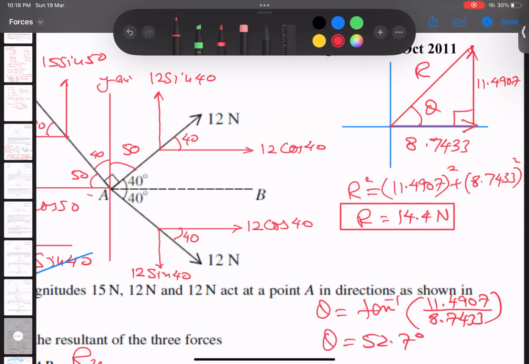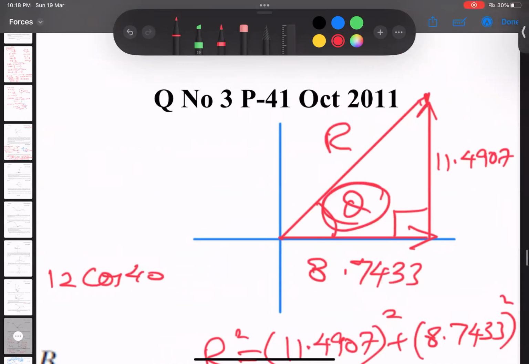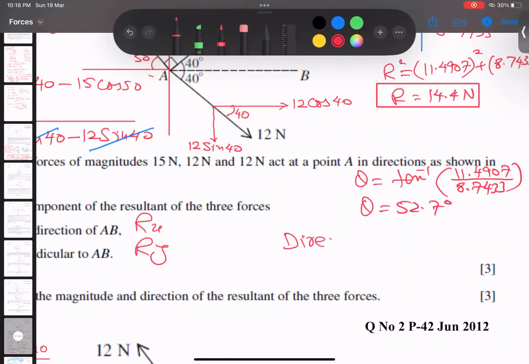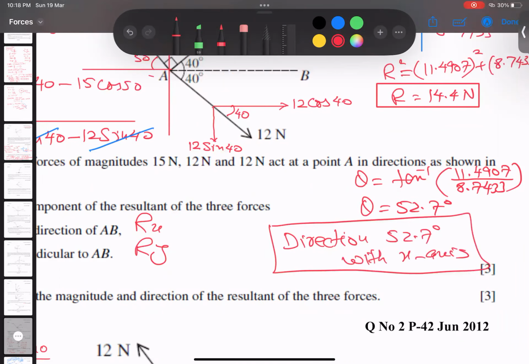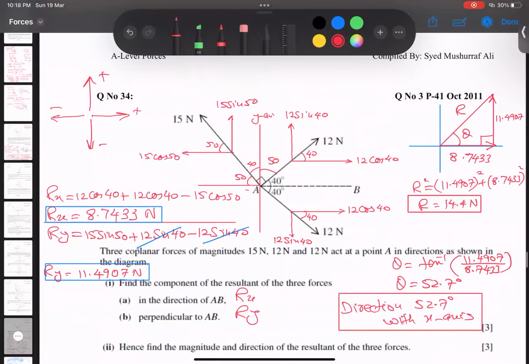52.7 degrees. But for your knowledge, this is itself in the first quadrant, and it is the same with the x-axis. So the direction is also the same. Direction is equal to 52.7 degrees with the x-axis, and you are bound to write this x-axis because reference is very important. I hope that is clear.